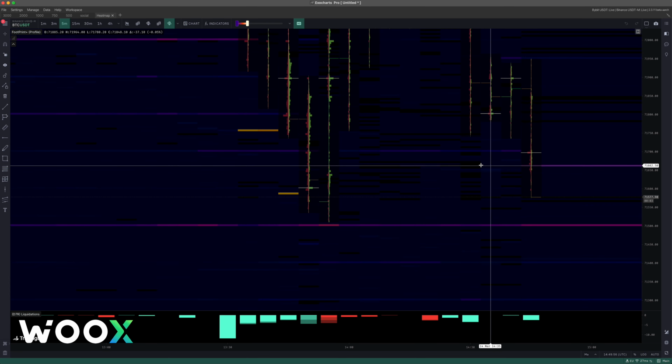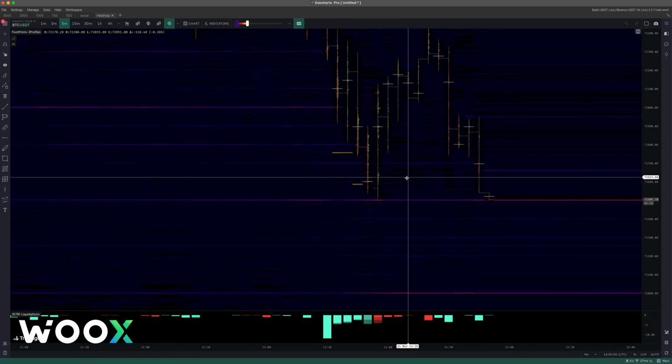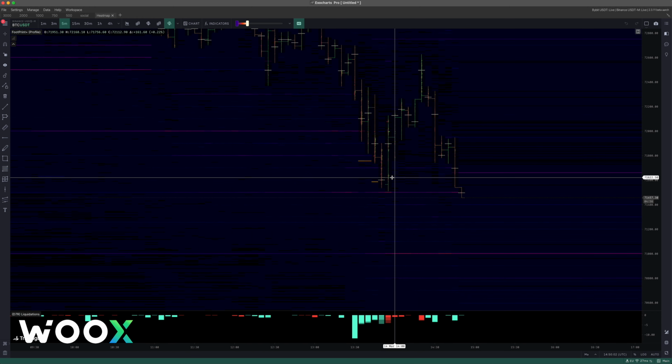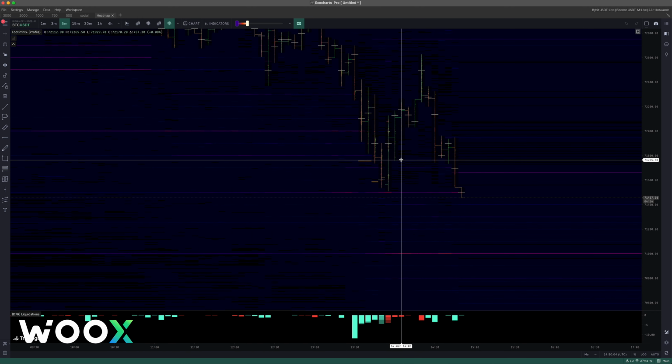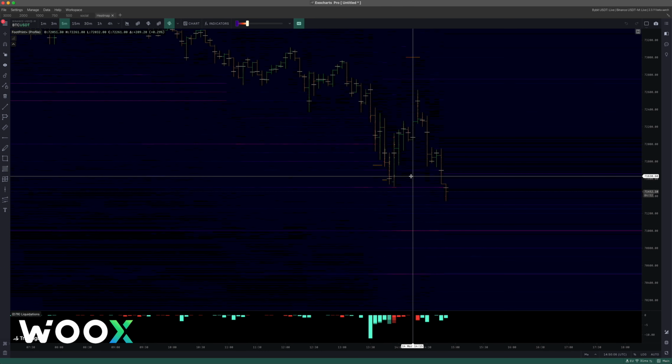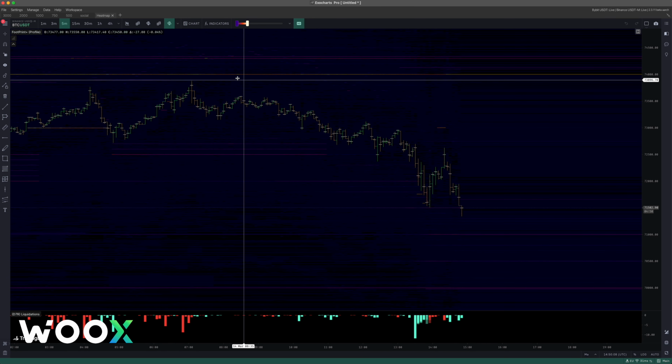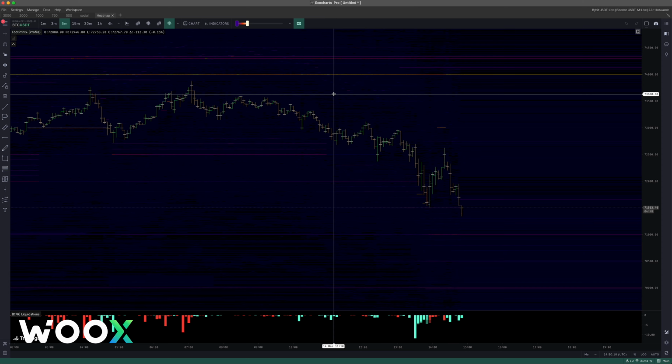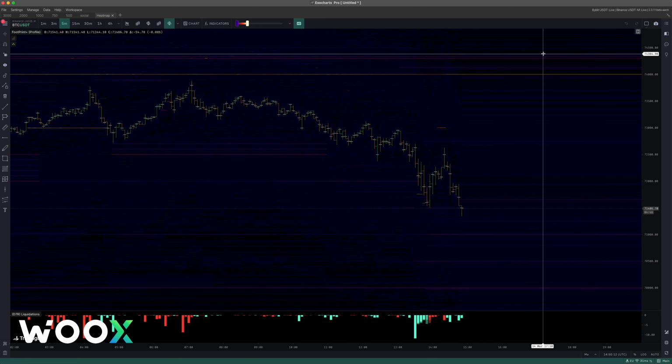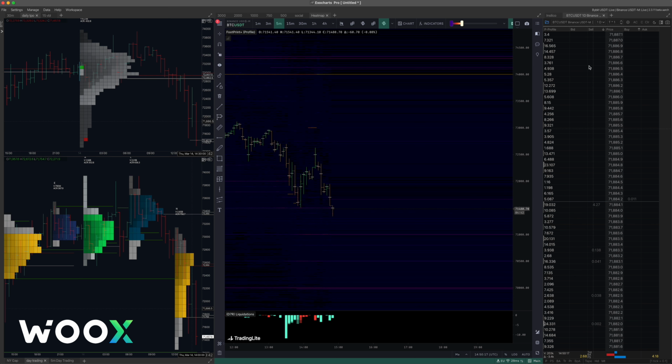I would prefer to look at the DOM for this. The only benefit I personally see from the heat map is identifying where those positions could be from beforehand. Seeing where these buys and sells are. Even with that though, I would prefer to look at it from the DOM's perspective. If you can see here on the DOM.